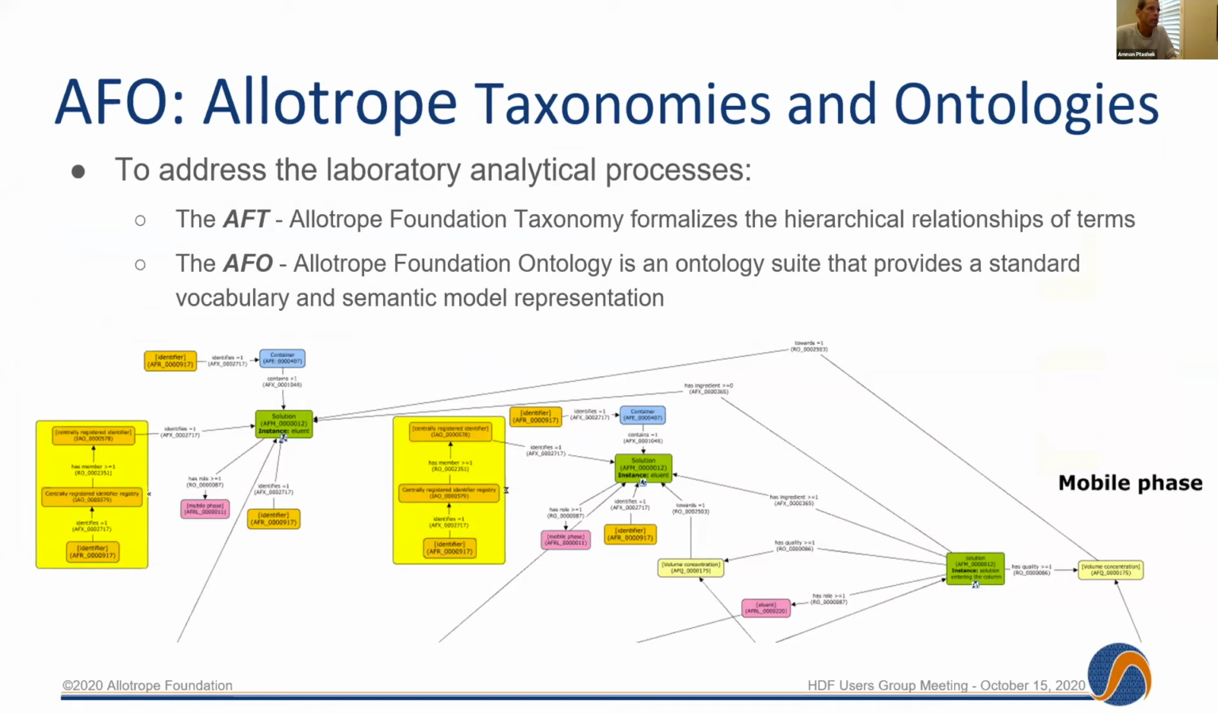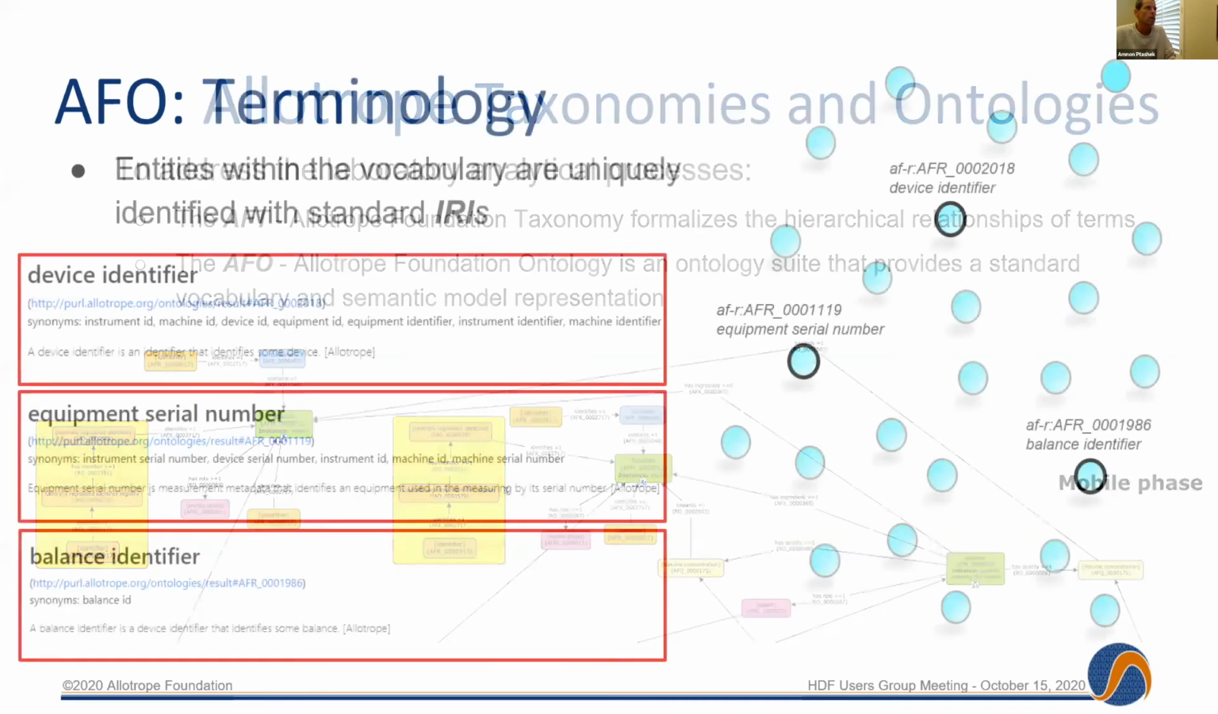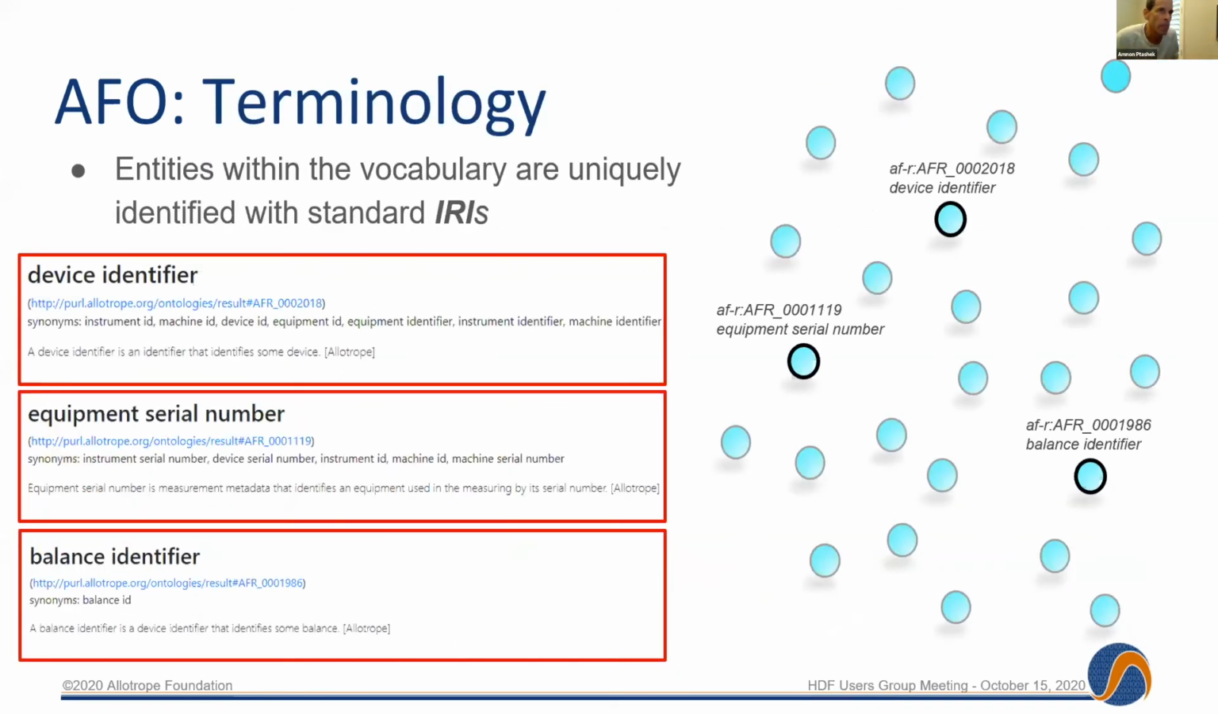In the process of modeling data, we have the taxonomy, the Allotrope Foundation taxonomy, which formalizes a hierarchical relationship of terms, and I will go through it in a moment. And we have the ontology, which provides a standard for the vocabulary and the semantic model representation. So we'll start from terminology.